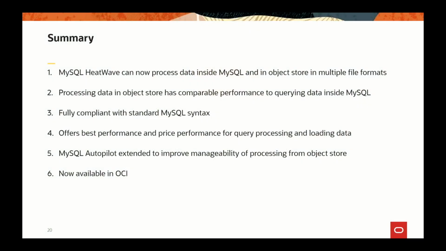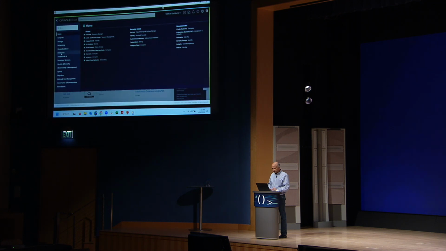HeatWave offers the best performance and the best price performance both for querying data as well as loading data. Autopilot, particularly in the context of the object store, significantly improves the manageability and performance of processing data. And this capability is currently available in beta in OCI, and very soon we will be rolling it out as GA. So with this, I'm going to show a demo here.